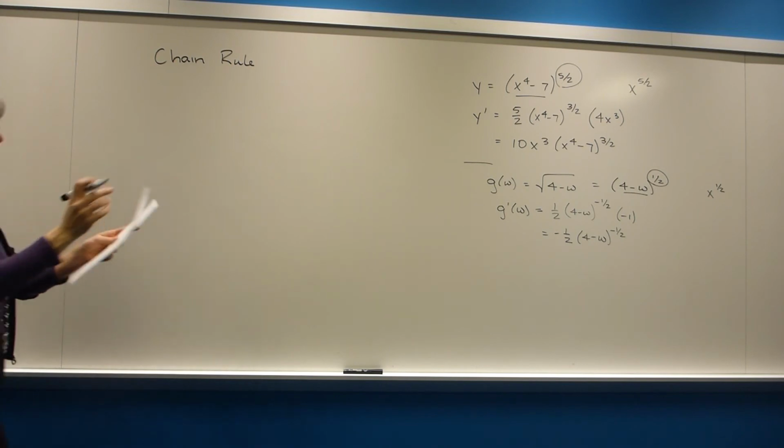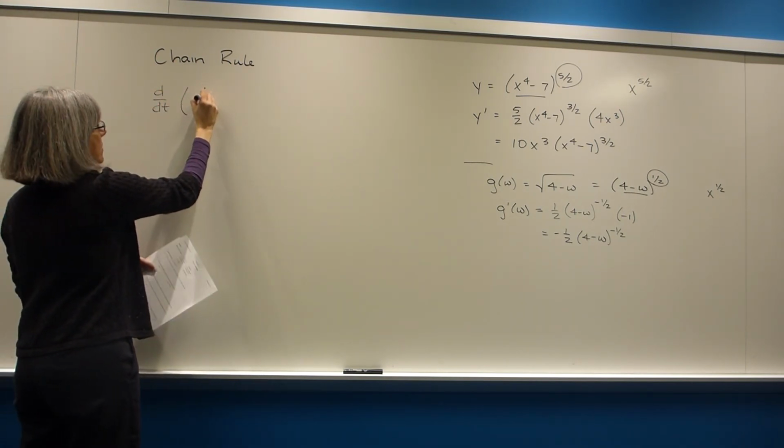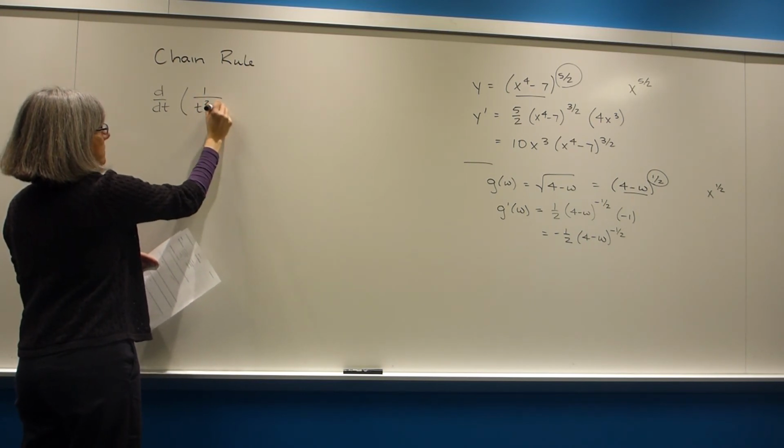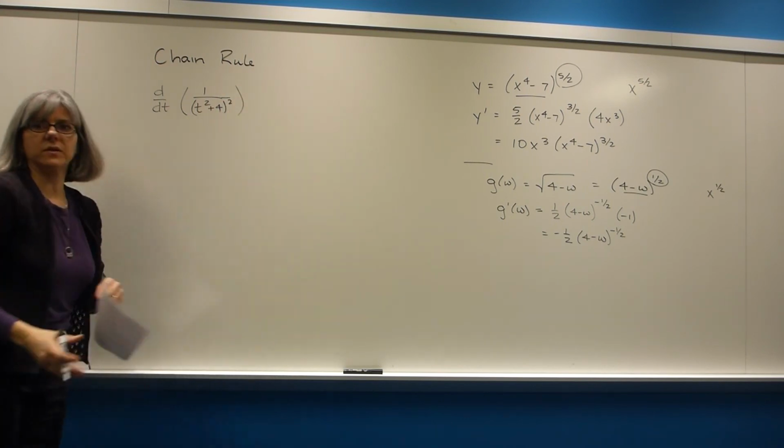All right, so I would like for you to find this. d dt of 1/(t²+4) squared. Didn't use different numbers.